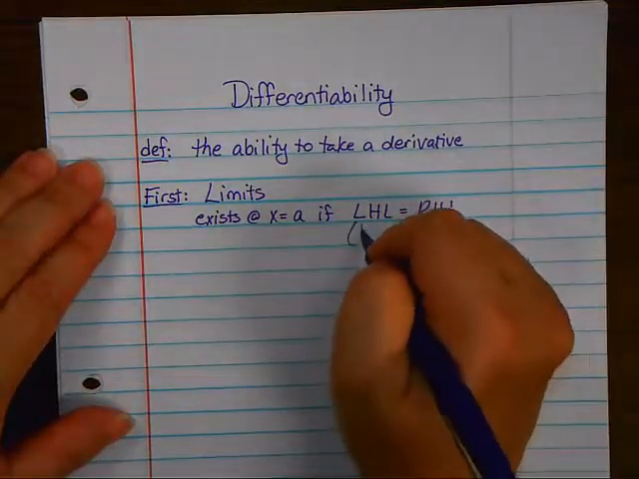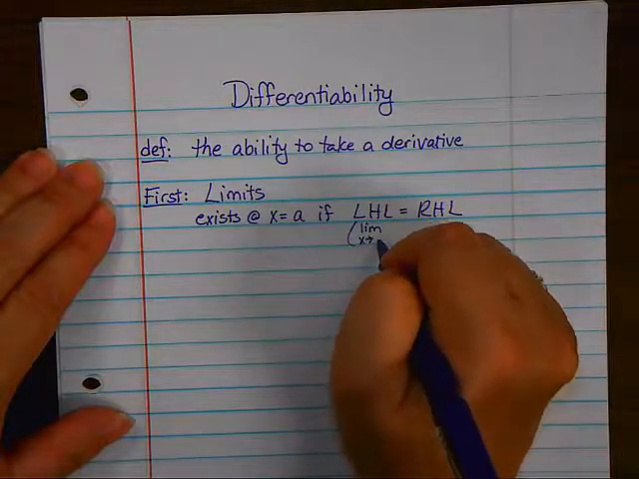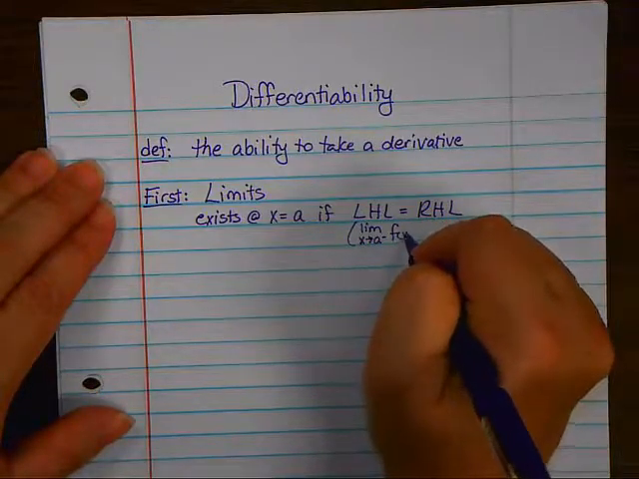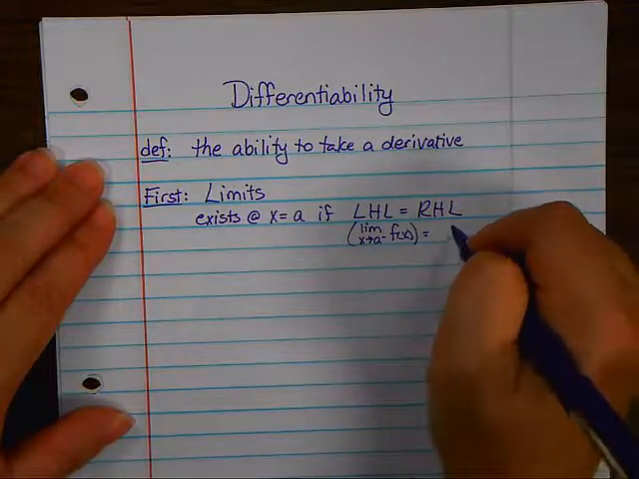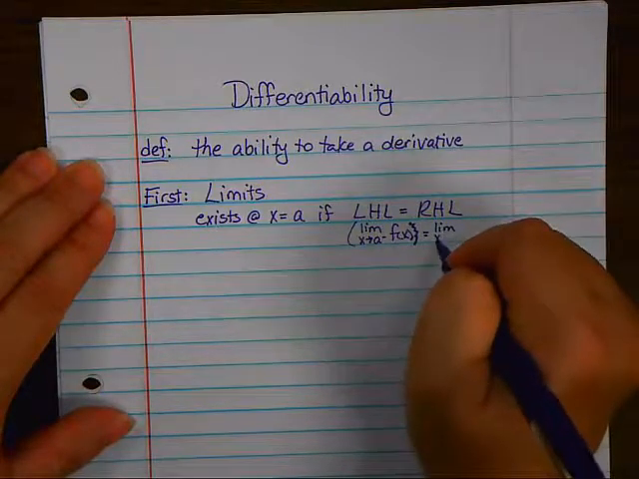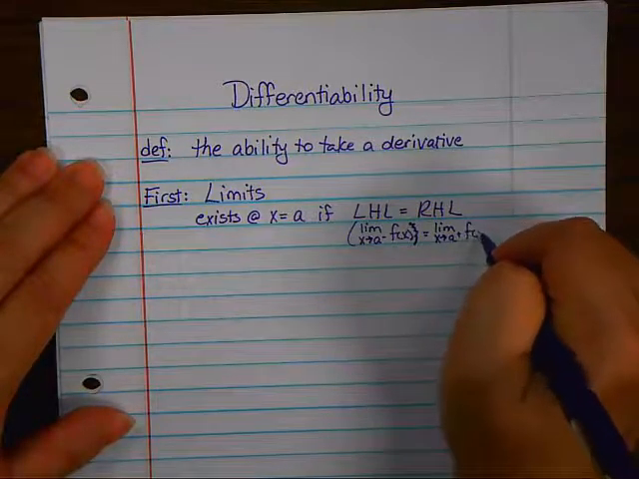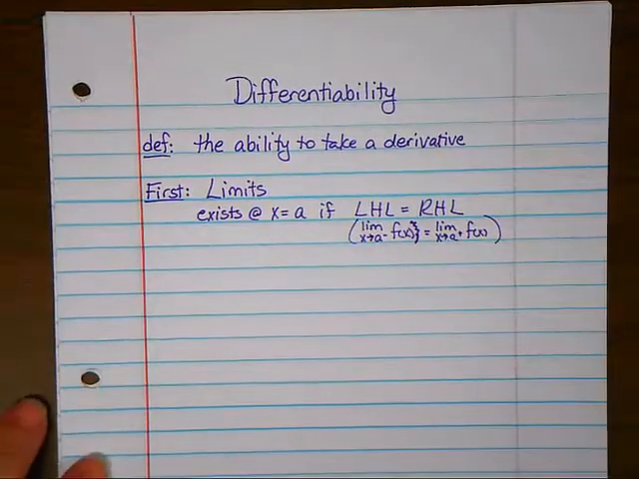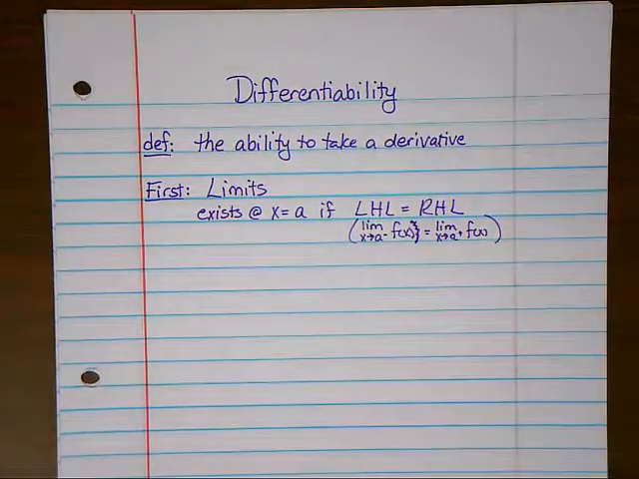Or if you wrote it in mathematical terms, the limit as x approaches a from the left of the function equals the limit as x approaches a from the right of the function. That's what I meant to do. And you knew that. So I think that now that we're 4 weeks, 5 weeks into the school year, you guys feel pretty good about limits. You can look at a picture and say, yes, there is a limit here. No, there's not a limit there. Okay.